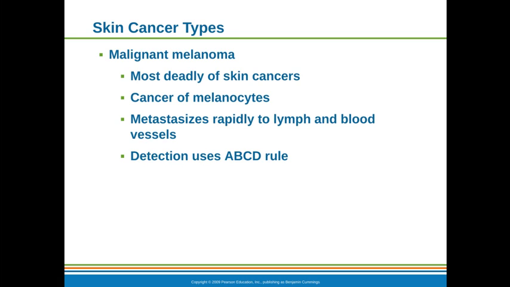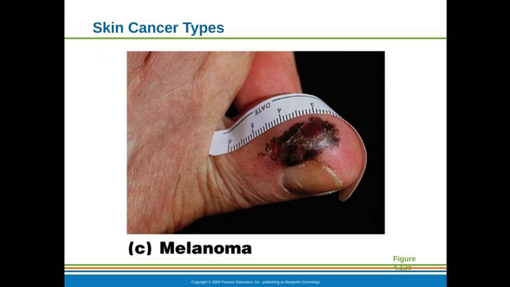So malignant melanomas, they are the most deadly of our skin cancers. It's a cancer of the melanocytes, and they metastasize rapidly to both our lymph and blood vessels. And when we find them, we use what's called the ABCD rule. Okay, so we can see right here, this is a picture of someone with a melanoma on their toe. And we'll come back to this picture in a minute to examine the ABCD rule.